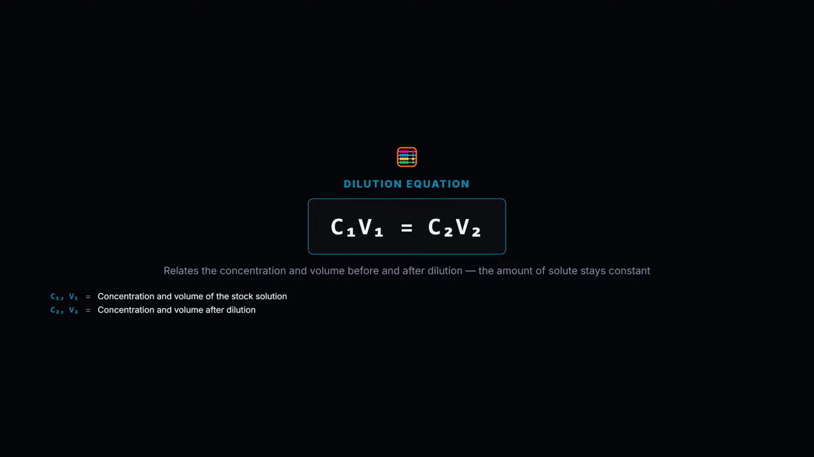Start with the single most used formula in any lab, the dilution equation. Concentration 1 times volume 1 equals concentration 2 times volume 2. It holds because the total amount of solute never changes, only how much liquid it's spread through.